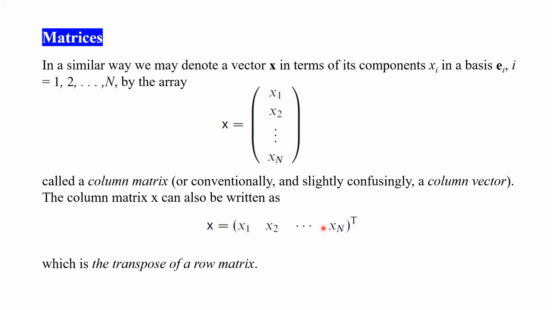So this is an array where you have a transpose. This is called the transpose of a row matrix, or the transpose of the row matrix is equal to this column matrix here. So you have this T here, meaning you transpose this matrix and you obtain this matrix here. So in either way, you can write your vector x in terms of this way or in terms of this way. This is a column matrix and this one is a row matrix.